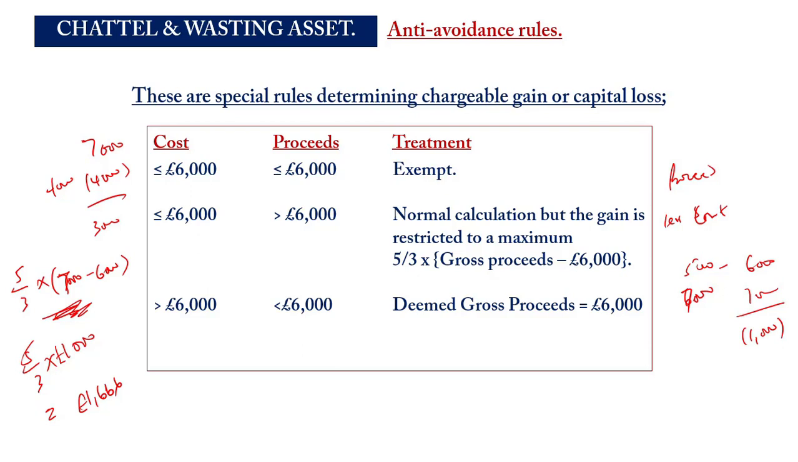Okay, that is what they are saying here. They don't want you to get more loss, so they are restricting or reducing the amount of loss that you can claim. But when both the cost and the proceeds are more than 6,000, then you do the normal calculation, the proceeds less the cost.